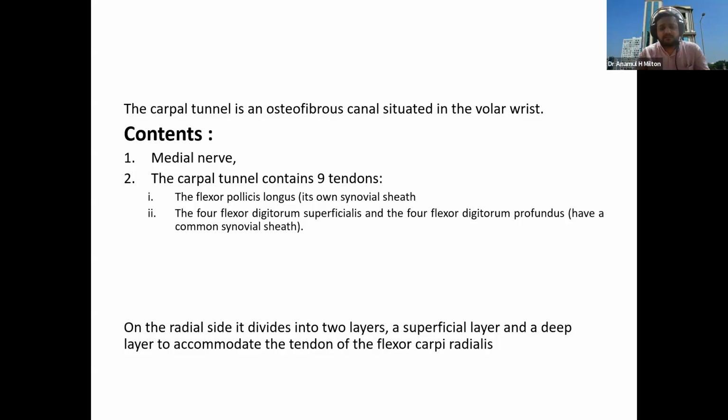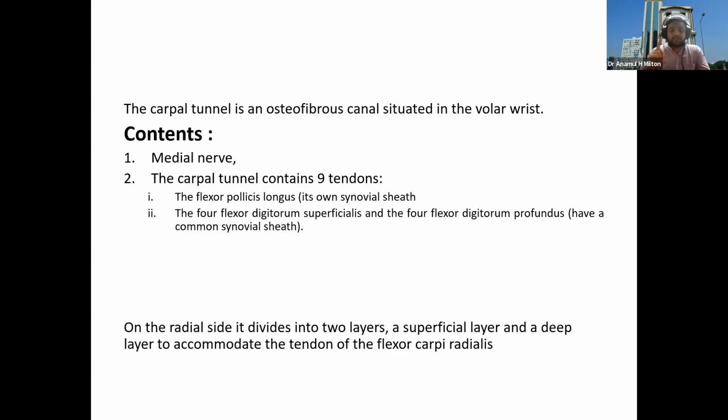Okay, the contents. There are a total of 10 contents. Among them, one is the nerve. That is a very important nerve, the median nerve, and second are the 9 tendons. These 9 tendons are divided into 3 tendon sheaths.